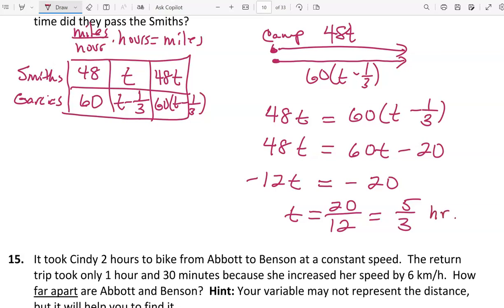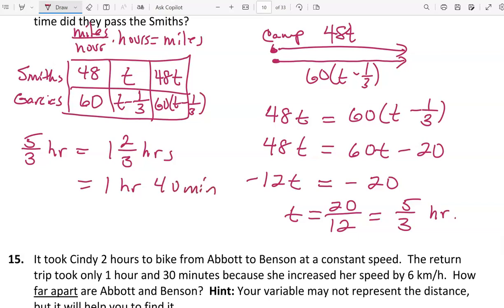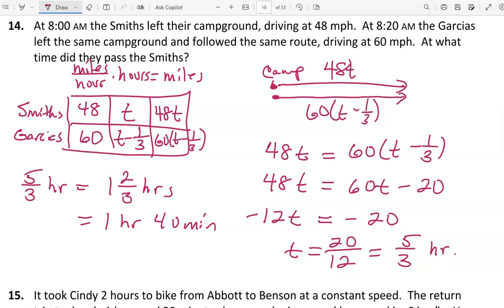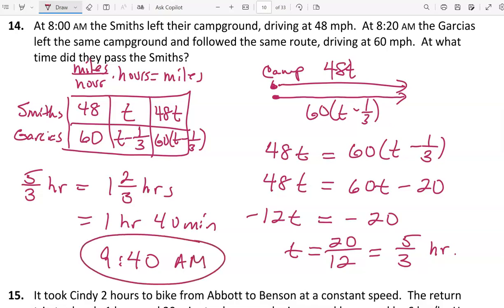That's the time since the Smiths left. So 5/3 of an hour is equal to 1 2/3 hours, which is the same as 1 hour and 40 minutes. And the Smiths left at 8 o'clock, so that means that the time when they pass one another is 9:40 a.m.